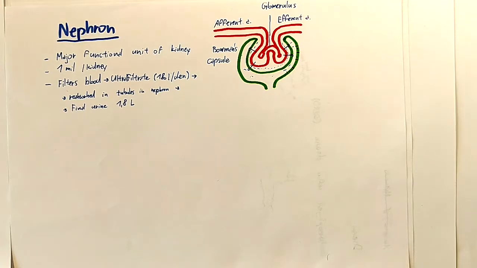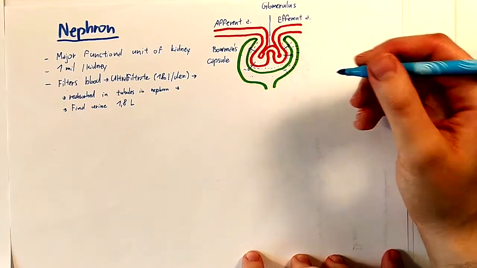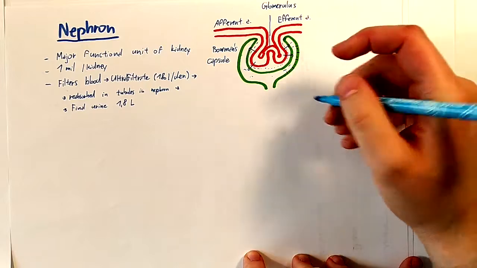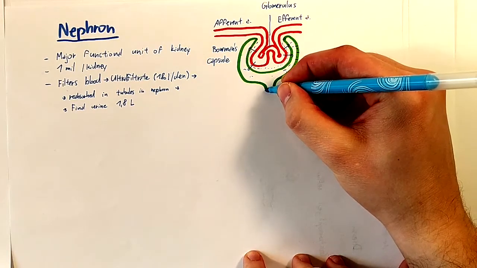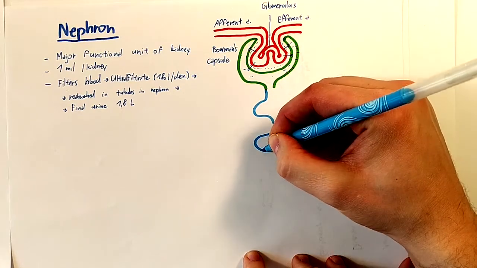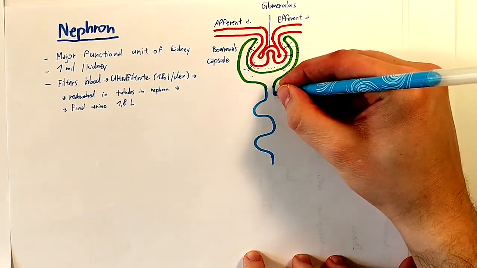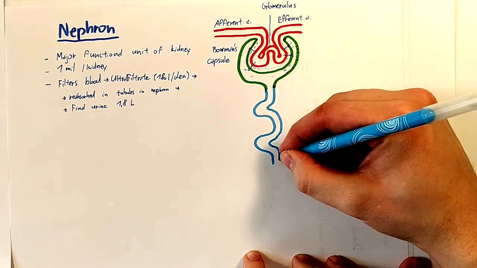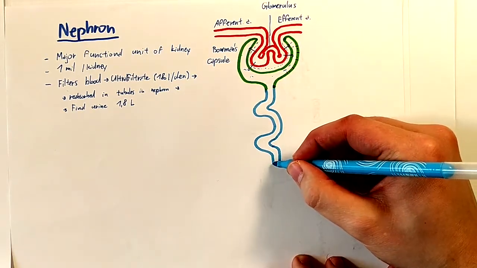Okay, and so this is the first part of the nephron, the Bowman's capsule. Now the next part of the nephron, this will be the heavy walker of the nephron. This is where a vast majority of the stuff that passes into the Bowman's capsule will be reabsorbed back into the blood. So this is the proximal convoluted tubule.